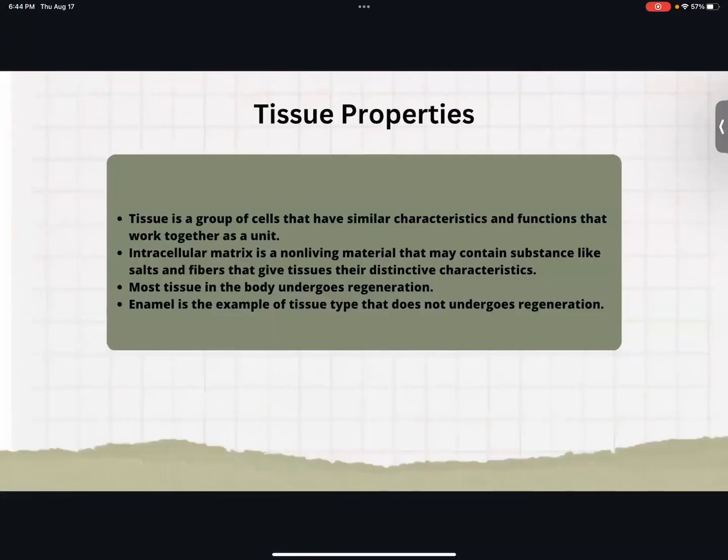Tissue renewal and repair. Tissue properties. Tissue is a group of cells that have similar characteristics and functions that work together as a unit. Intercellular matrix is a non-living material that may contain substances like salts and fibers that give tissue their distinctive characteristics. Most tissue in the body undergoes regeneration. Enamel is an example of tissue that does not undergo regeneration.